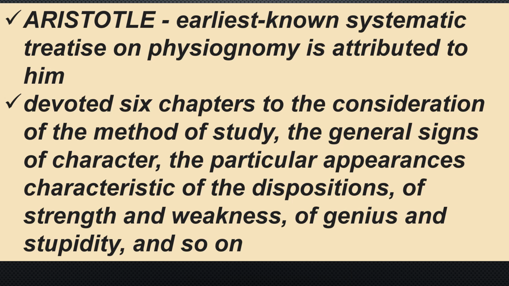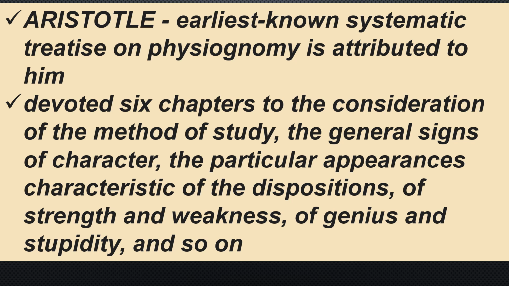Now, we have Aristotle, one of the most well-known philosophers of the ancient time. Aristotle is considered as one who proposed the earliest known systematic treatise on physiognomy. So one of the first earliest known systematic treatises on physiognomy can be attributed to Aristotle. And he devoted 6 chapters to the consideration of the method of study. He looked at the general signs of character, meaning ano yung pangkalahatang itsura ng tao na magsasabi whether this person is good or bad or criminal or otherwise.